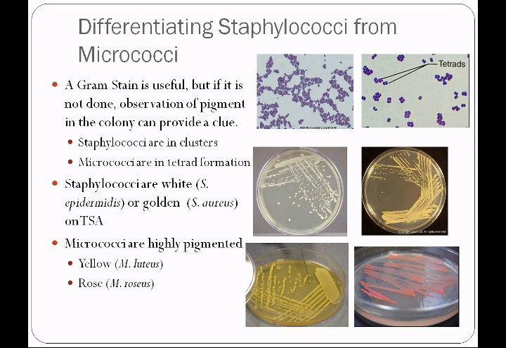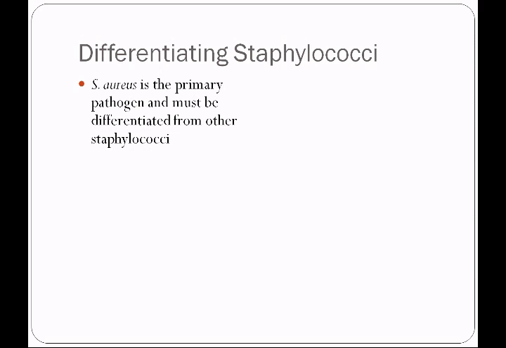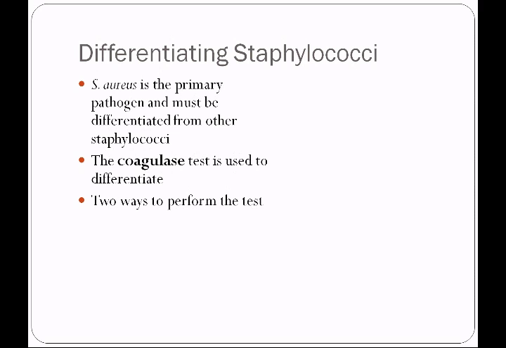The Micrococci are normal inhabitants of the upper respiratory tract and the skin, and they are not considered to be pathogens. Staphylococcus aureus is the primary pathogen and now must be differentiated from other staphylococci such as Staphylococcus epidermidis and Staphylococcus saprophyticus. The coagulase test will be used to differentiate the coagulase negative Staphylococci from Staphylococcus aureus.